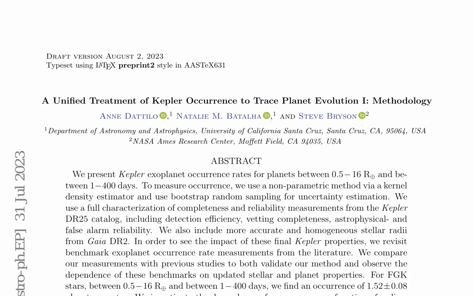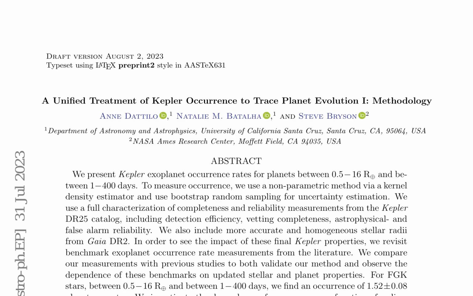The study presents a detailed analysis of the occurrence rate of planets around K-type stars, revealing a complex relationship between the slope of the occurrence cliff and orbital period. The findings have implications for our understanding of planetary formation and evolution, highlighting the importance of considering the orbital period in studies of exoplanetary systems.